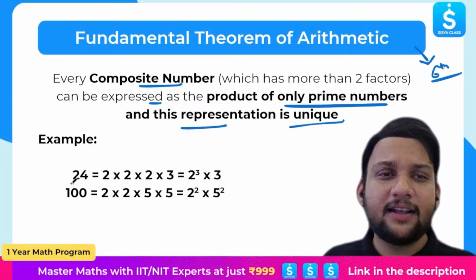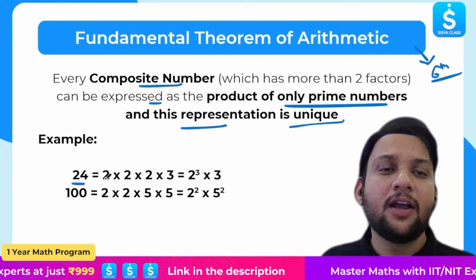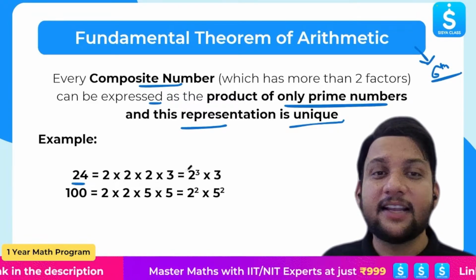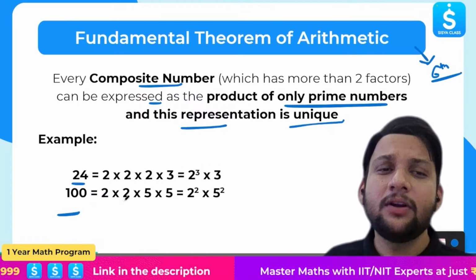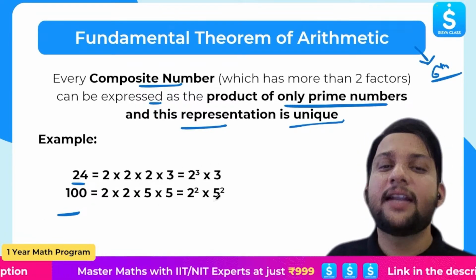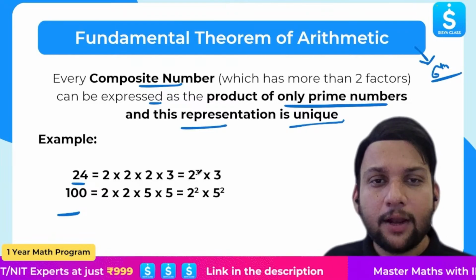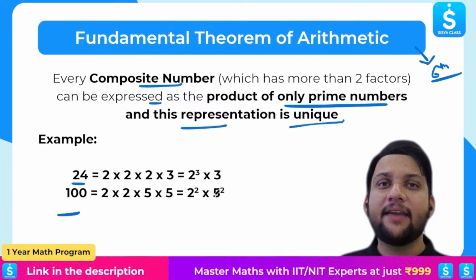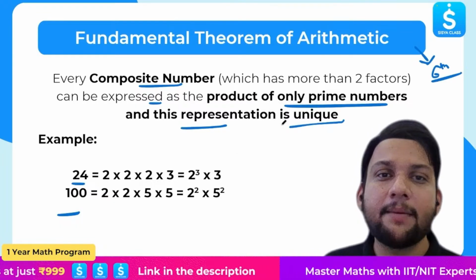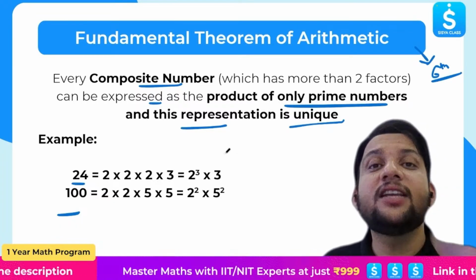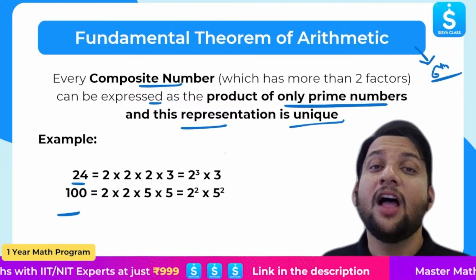For example, if I write 24, now 24 can be written as what? 2 times 2 times 2 times 3. That is 2 cube times 3, right? Similarly, 100 can be written as 2 times 2 times 5 times 5. That is 2 square times 5 square. Now see, these numbers 2, 3, and here also 5 are all prime numbers, right or not? Yes. So what does it say? A product of only prime numbers, and this representation is unique, my dear students, unique apart from the order.